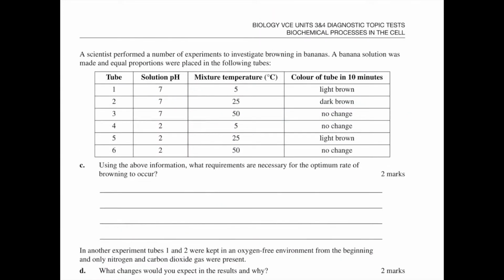The scientists performed a number of experiments to investigate browning of bananas. The banana solution was made and equal proportions were placed into each of the test tubes.